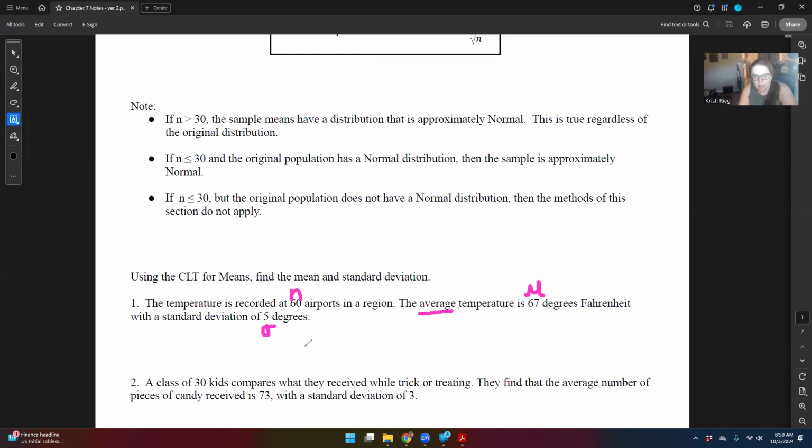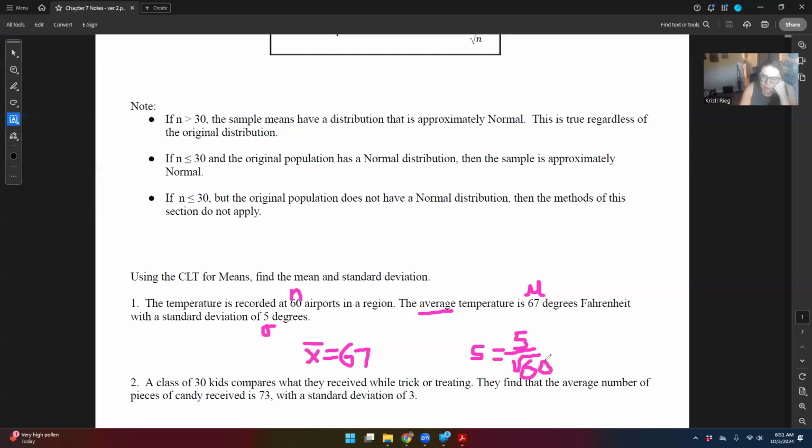And the question is asking, what is X bar and what is S? I don't like this, this is going to take too long. I'll probably switch in a minute, but at least we can see the first couple like this. So X bar is going to equal mu, so that is simply 67. And S is going to equal sigma divided by the square root of n. So we have 5 over the square root of 60.